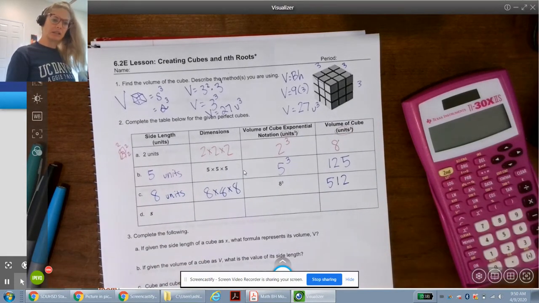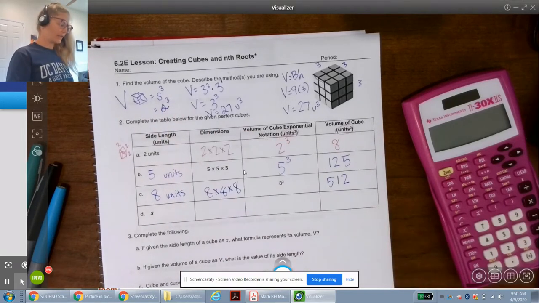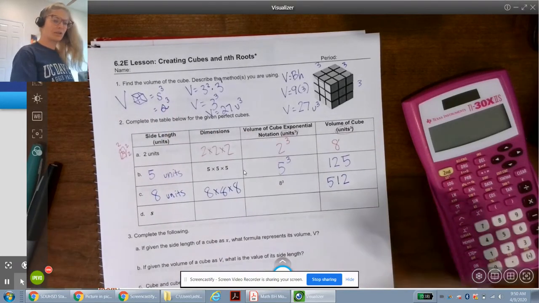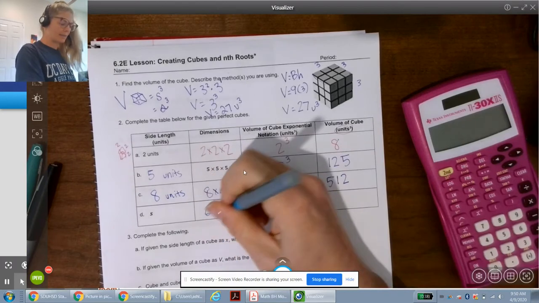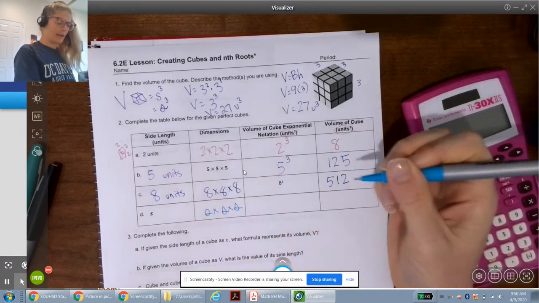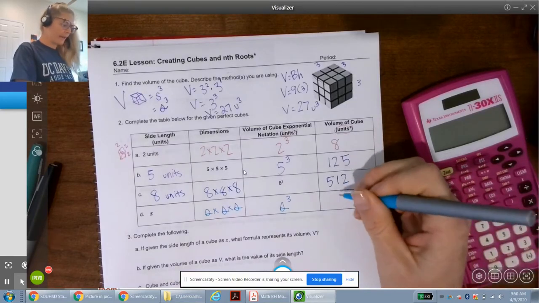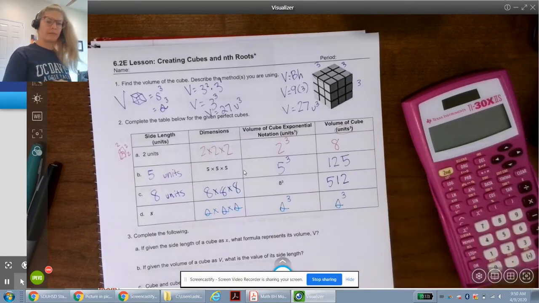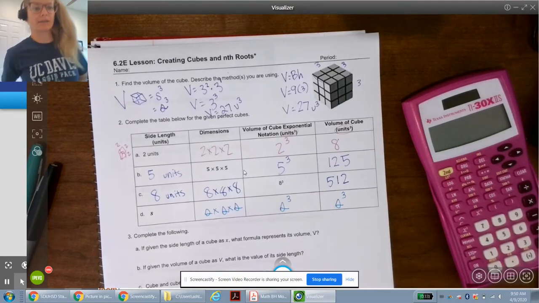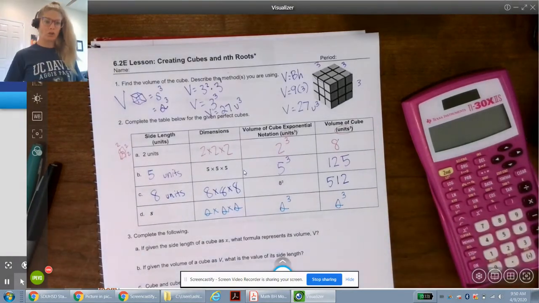And then our last one, what if the side length is just S? And we kind of looked at this a little bit up here. If we just have S, the dimensions are going to be S by S by S, and that means exponentially S cubed. And there's nothing we can really do to simplify that. It's just the value of S, the length, being cubed.